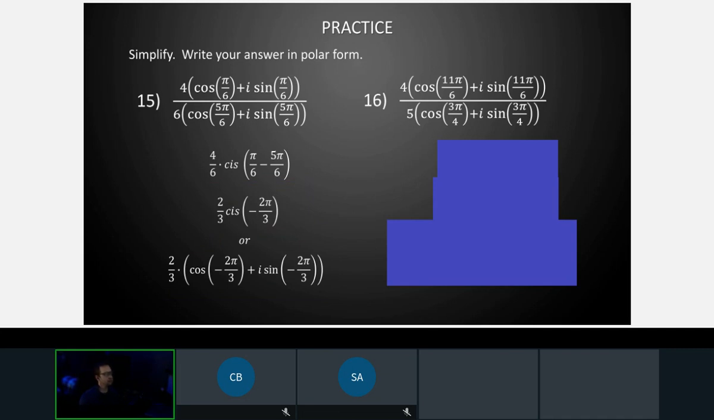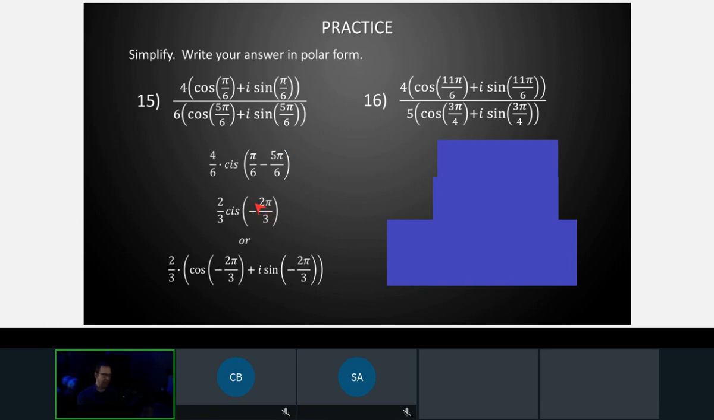Type it in again to make sure I didn't type it right or wrong. I got negative 2 pi over 3. Okay, typed it wrong.